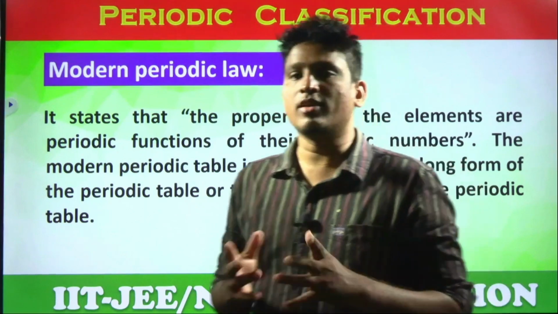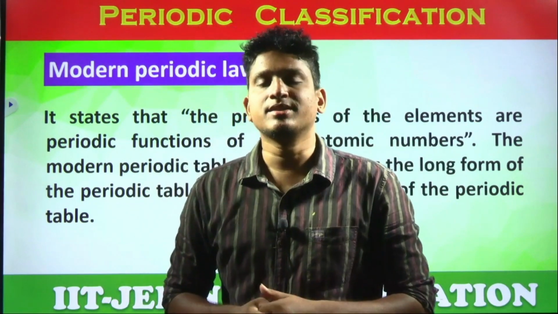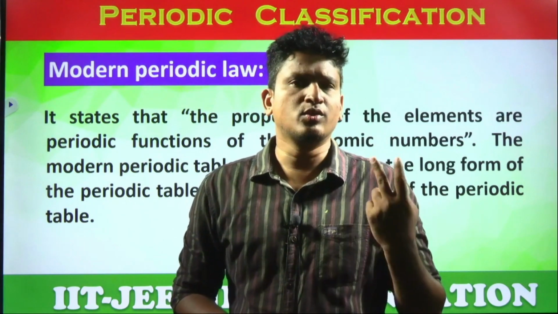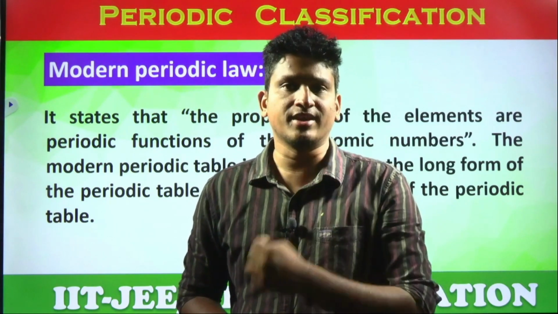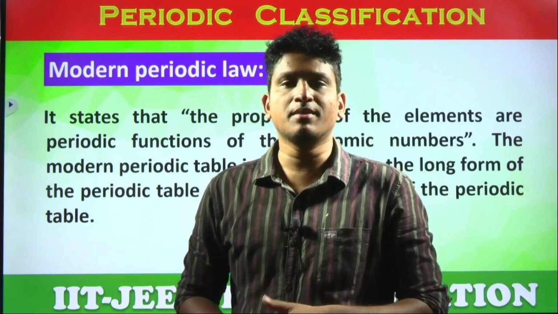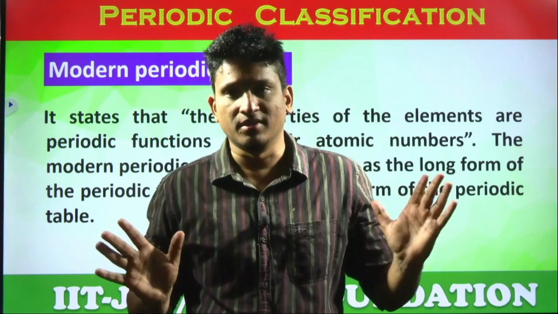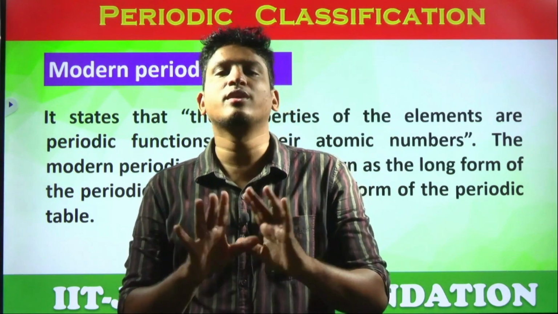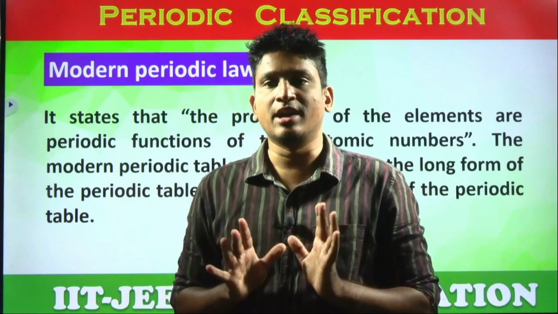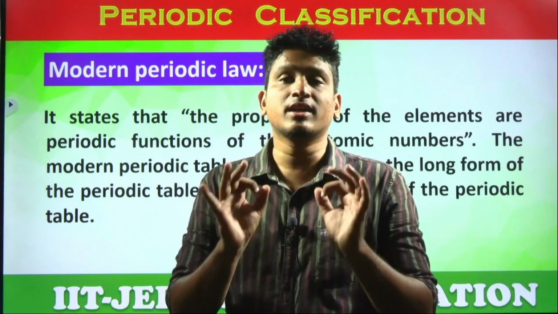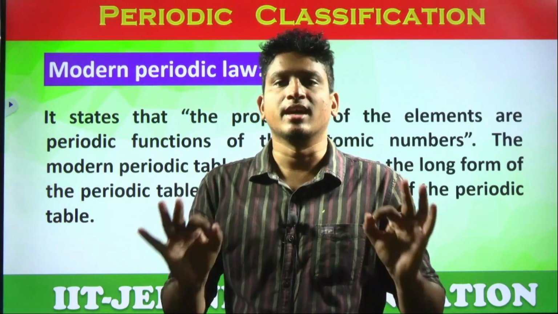Why atomic number? What is atomic number? Atomic number is the number of protons in an atom, yes or no? Can two different elements have the same weights? Yes, isobars. Can two different elements have the same atomic number? Is it possible? Impossible. Every element has its own atomic number. No two different elements can have the same atomic number. Got the clarity, students? Understood? So that's why atomic number is the best way to classify the elements.